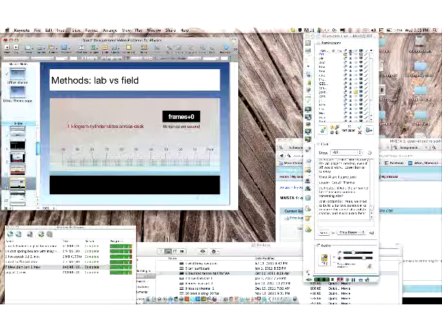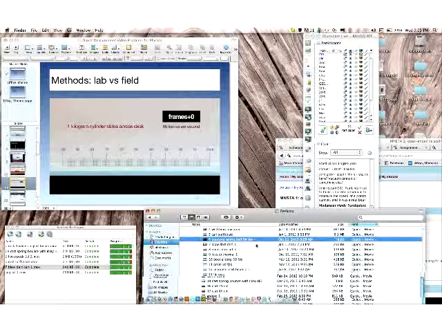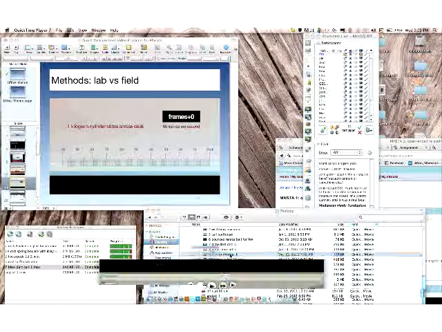Okay, so another method that we've been using is to set something up in the lab to show them how something works, and then find a real-world example of that. So this one, once again, I'm going to bring up in the keynote. This is going to take me just a quick moment to find. Here we go.